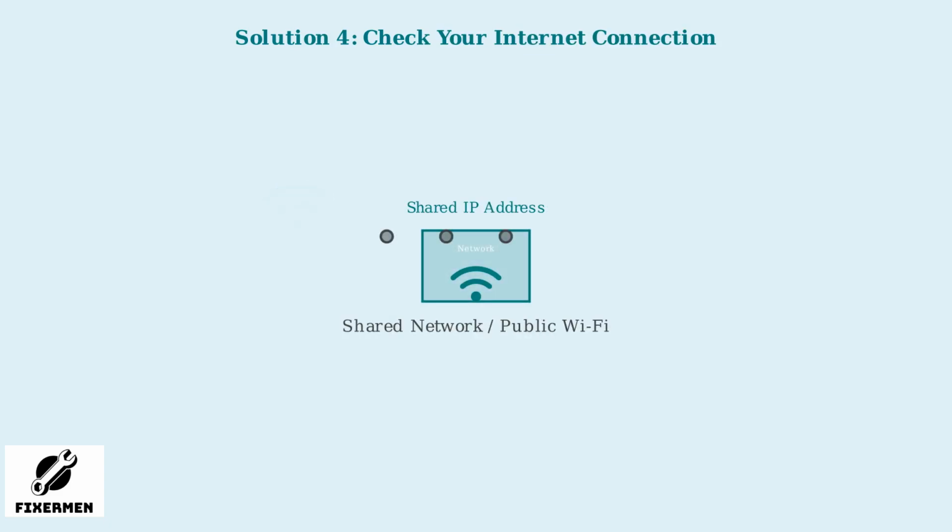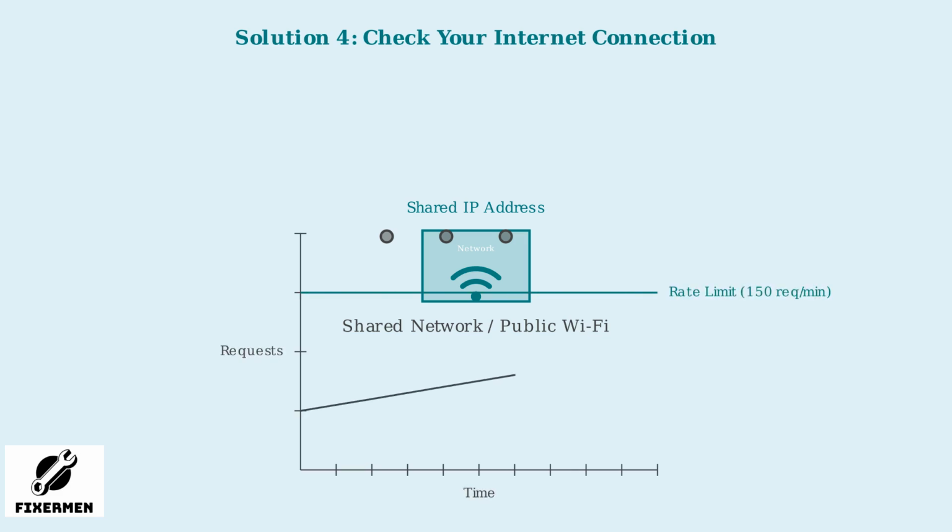If you're using a shared network or public Wi-Fi, multiple Robinhood users might share the same IP address. This aggregates API requests from all users on that network, causing you to hit rate limits faster than expected. Here's how it works. On a shared IP, requests from multiple users pile up, exceeding the 150 requests per minute limit for basic accounts. The graph shows how aggregated requests can spike beyond the rate limit.